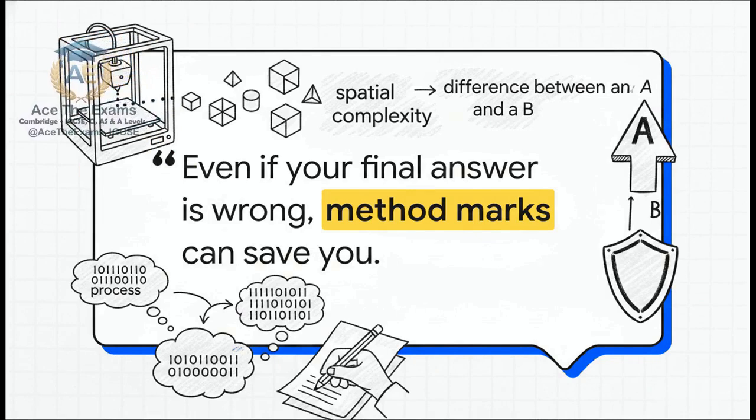So the crucial point is summarized perfectly by this exact quote, pulled straight from the Cambridge Examiner Insights. Even if your final answer is wrong, method marks can save you. I'm emphasizing this massive point again because it is literally the difference between passing and failing. It's the difference between walking away with an A or settling for a B.